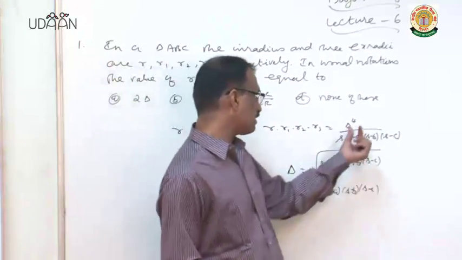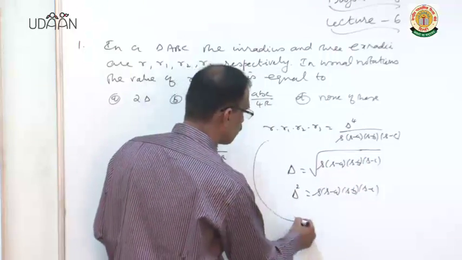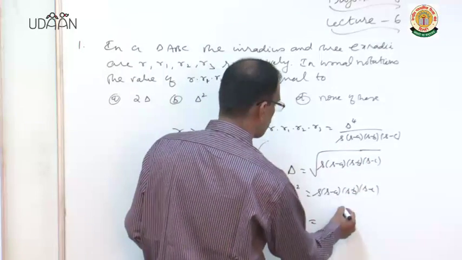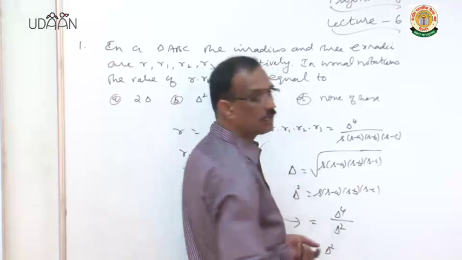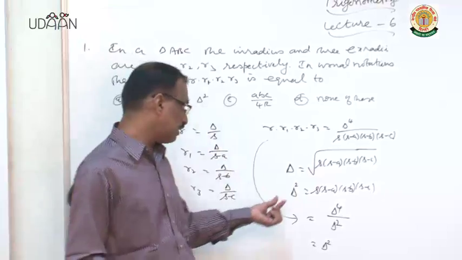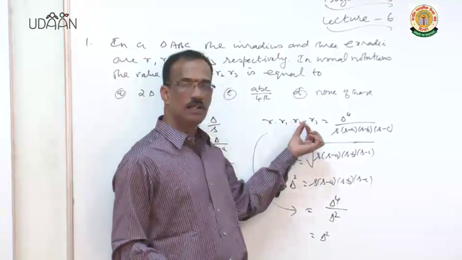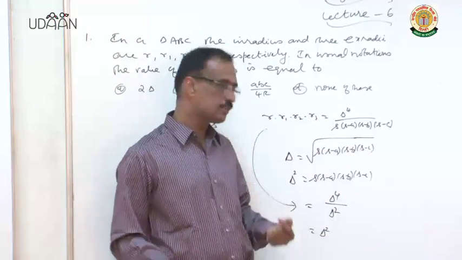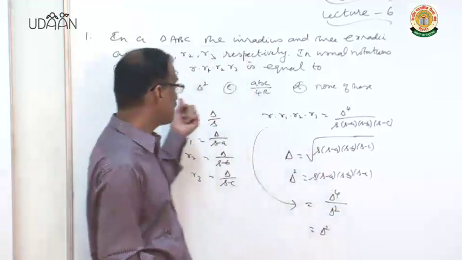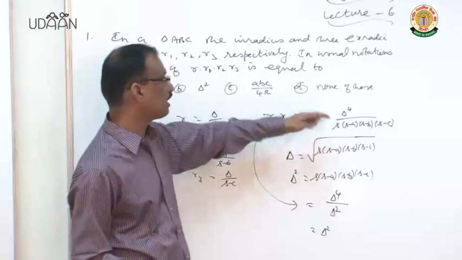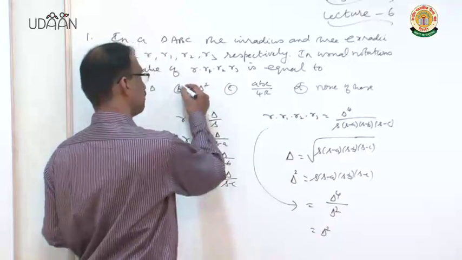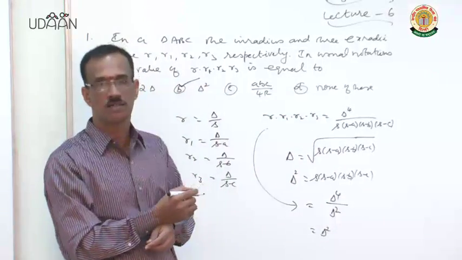Now if you replace this value here, the product will give us del power 4 by del square, that is equal to del square. So we get r into R1 into R2 into R3 is del square. Now you can see the options: 2 del, del square, abc by 4R, none of these. So your option B is the correct option.